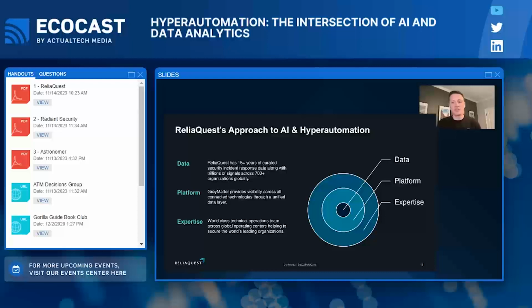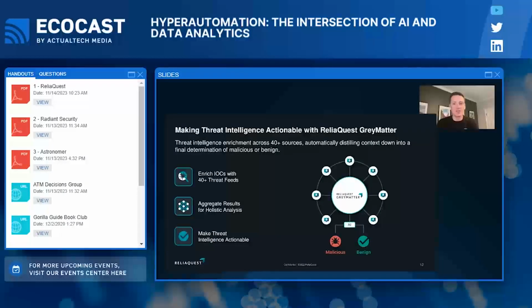So with that being said, we can take some time to look at examples of how we're applying AI automation. The first of which is looking at threat intelligence. For those who don't know, threat intelligence can consist of many different sources, and typically we're looking at indicators of compromise. So that could be IP addresses, hashes, domains, things of that sort. Really, the challenge here is that threat sources are rarely in agreement on whether a particular IOC is malicious or not.